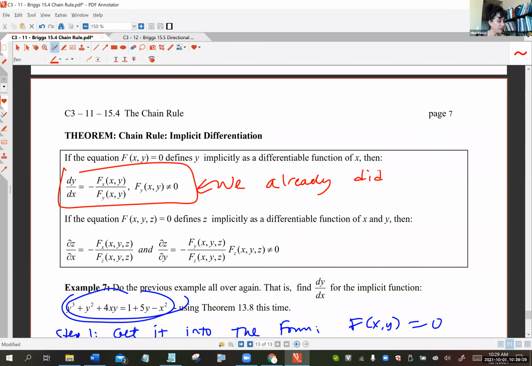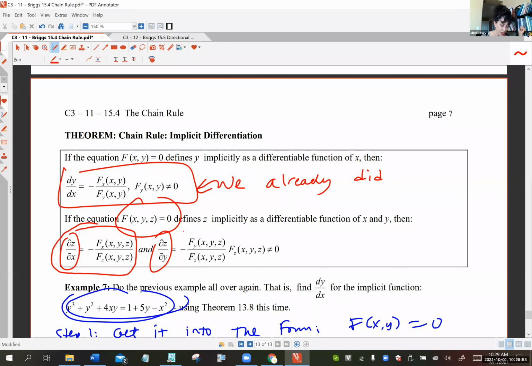And it turns out that if you use a similar procedure on a function of 3 variables equaling 0, and you need to find the slope of the surface in the direction of the positive x-axis, that's dz dx, partial. And if you need the slope of the surface in the positive y-axis direction, dz dy, you can use these two handy formulas. But you need to do step 1. I need to see it on your paper. If you say, I did it in my head, I'm not going to buy it.